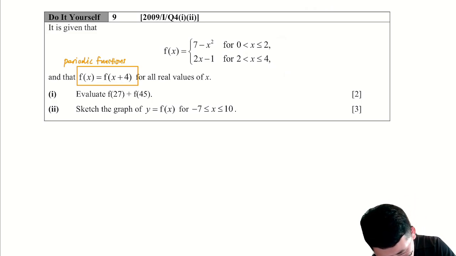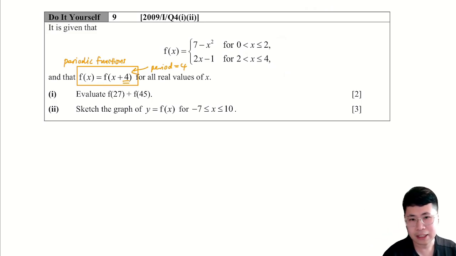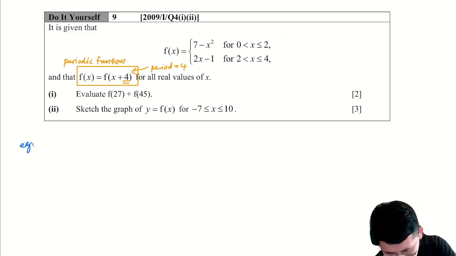And in this question, this 4, so the period of this graph is equal to 4, from this value 4 over here. Okay, so once again, where have you seen periodic functions before? So maybe I'll put a short note. Example of periodic function.